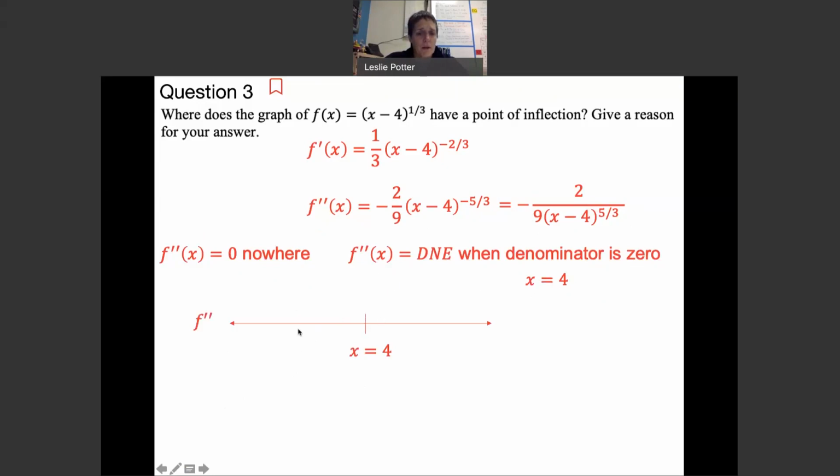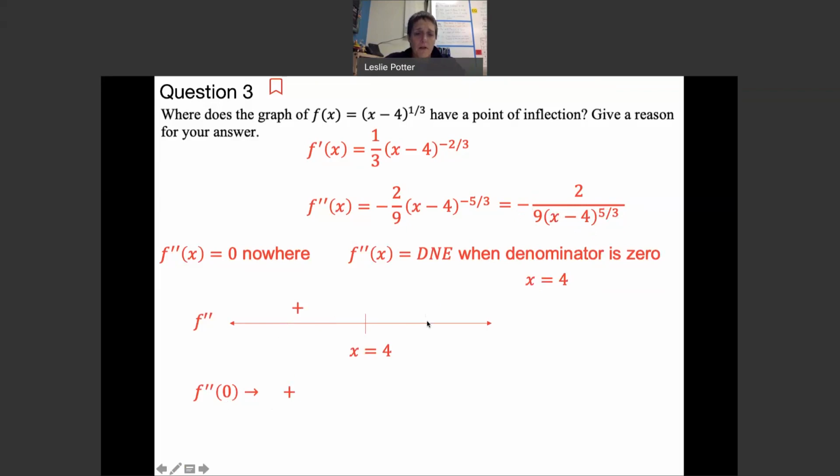So we'll plug in something less than 4. I just chose 0. 0 is nice to work with. If we put 0 here, it makes this negative. A negative number to an odd power is still negative. But you have to remember that you got a negative sign out here. So we have a negative times a negative, which is a positive, which means we are concave up for values that are smaller than 4.